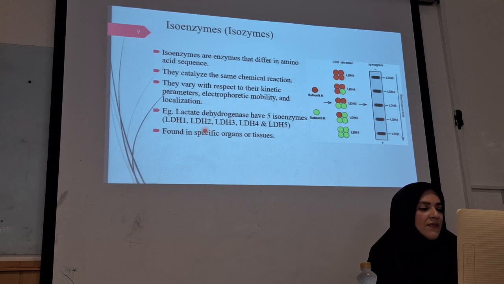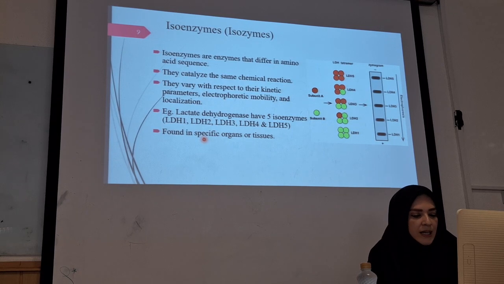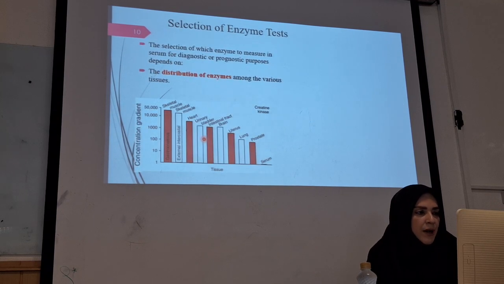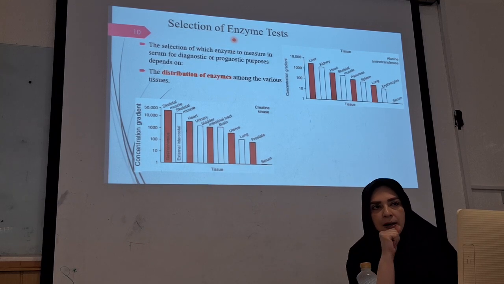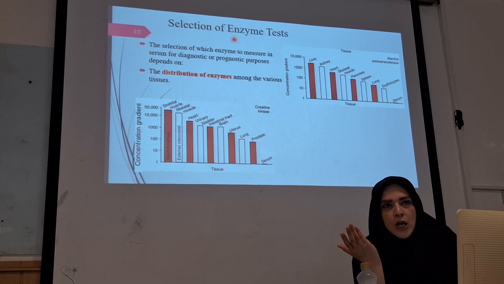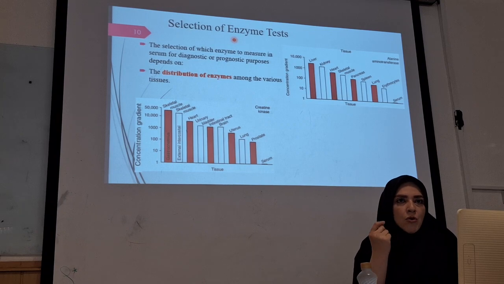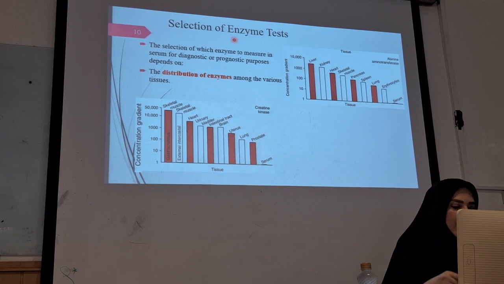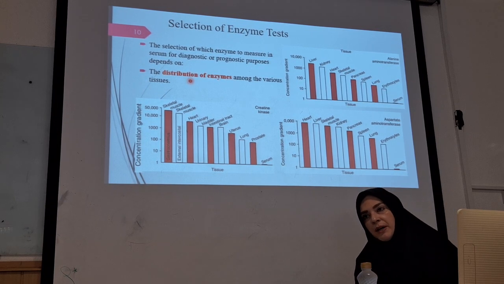So also they have a specific organ or tissue. For example, they can be found in the liver. Some of them are found in muscle. Okay, in the next slide I will describe. And about how we can select the enzyme test. For example, I think there is a problem in the liver. I think there is some problem in the RBC. Okay, which enzyme is the best choice to evaluate this damage? According to these charts, I'm going to show that the distribution of enzymes is very important.